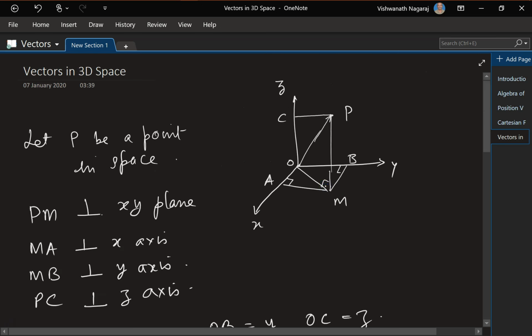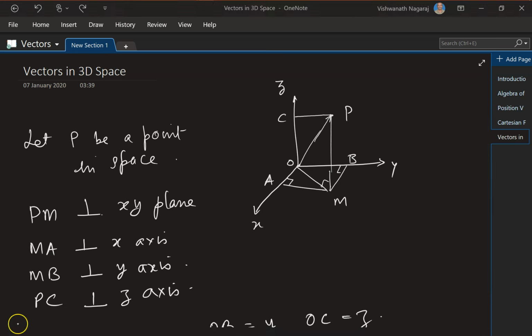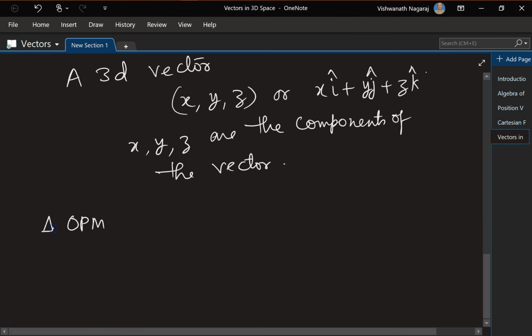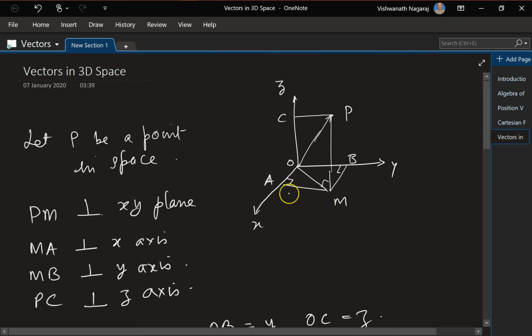Now, let's look at OP. This is 90 degrees. So by the Pythagoras theorem, in triangle OPM, OP square is equal to OM square plus PM square. Why? Because OPM is a right angle triangle. Now if you look at OM itself, OM is part of a right angle triangle, AOM.